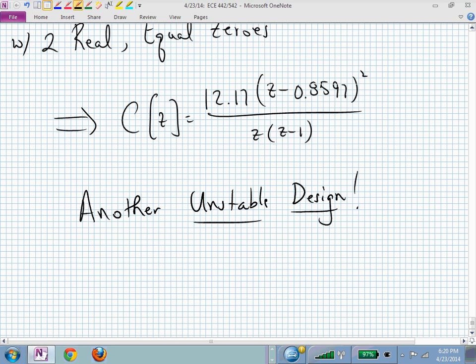That are between z equal 1 and z equal 2. So that didn't work.